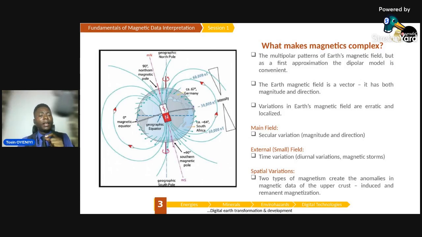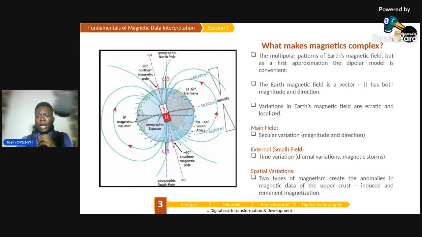It is actually multipolar, but because we need to simplify things so that we'll be able to make meaningful applications of the Earth magnetic field, there is a first approximation of these multipolar patterns to a dipolar model, which is convenient for us to work with. So that's the first reason why magnetic as a geophysical processing method is complex.